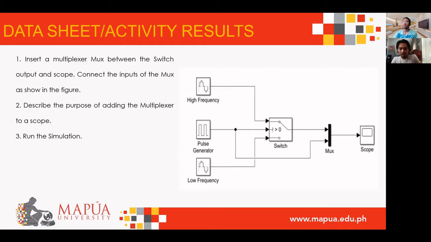For the second part of the experiment, the first step is we will insert a multiplexer MUX between the switch output and scope. Then we will connect the inputs of the MUX as shown in the figure. The second step is we will describe the purpose of adding the multiplexer to a scope. And the last step is we will run the simulations. And again, the output for the simulations will be discussed on the following slides.